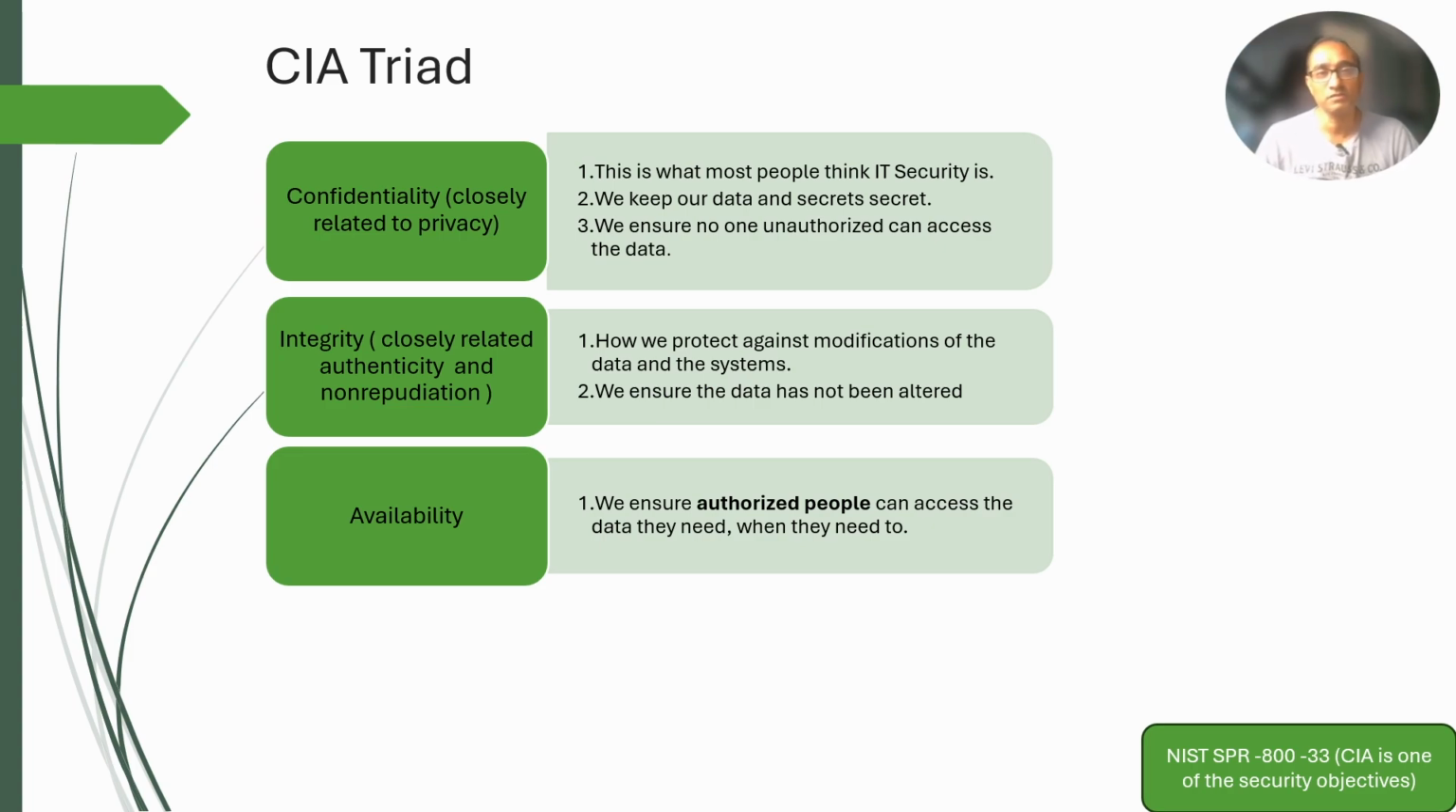And welcome to this video where we're gonna look at one of the most important concepts in domain 1 for CISSP, and that is the CIA Triad. What does CIA stand for? It stands for confidentiality, integrity, and availability.